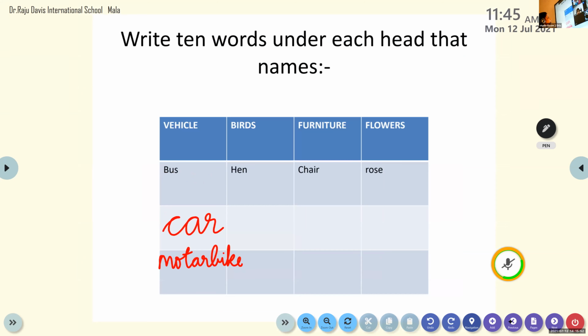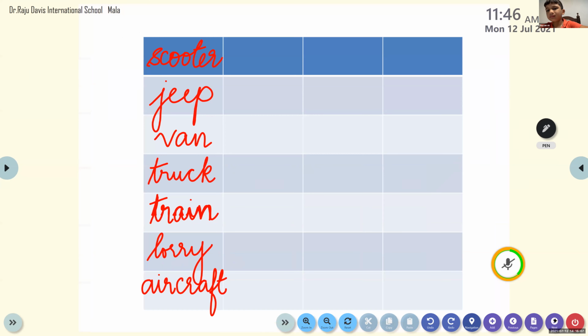Hayan, you haven't completed it? There is one word, ma'am. Which word, my dear? The 10th word. The 10th word is aircraft. Please do write it there in your book. All of you, please do write it, children.